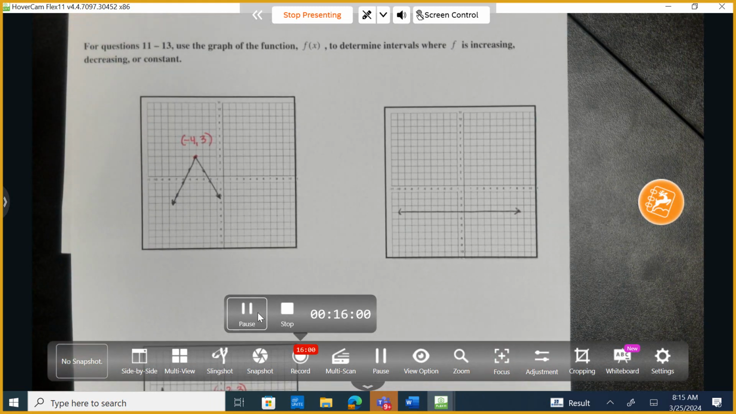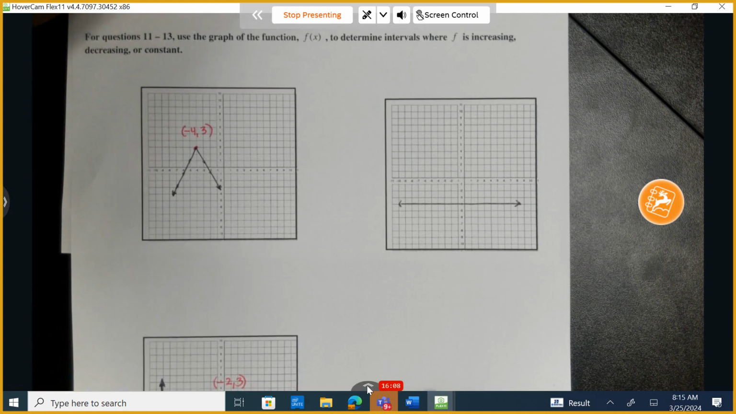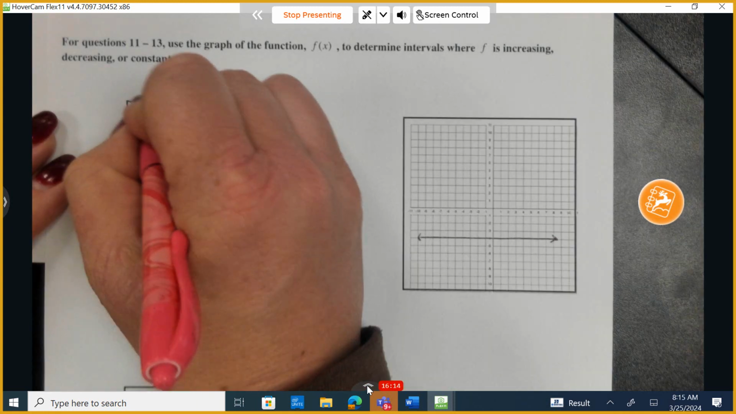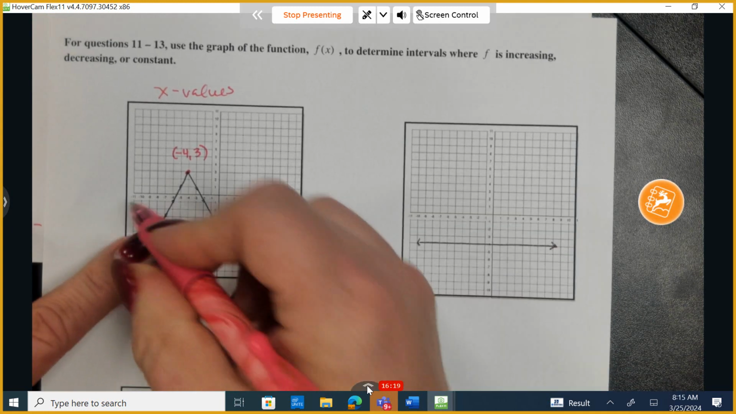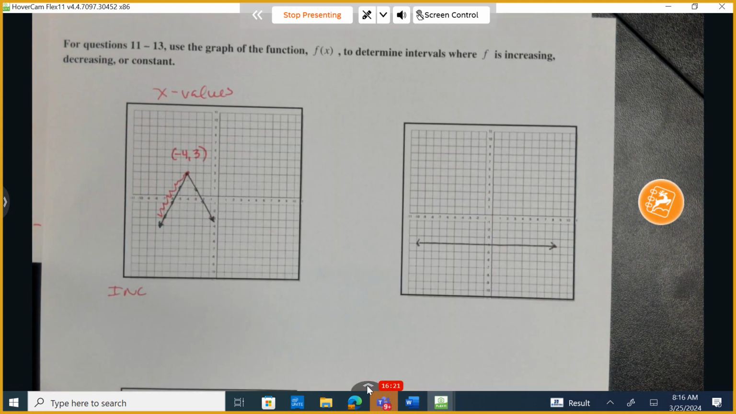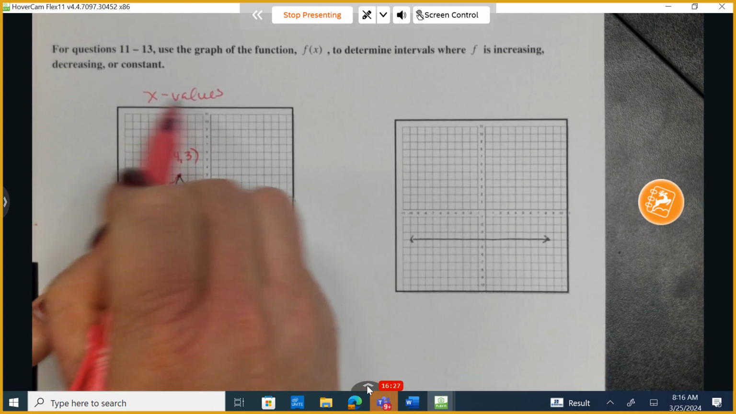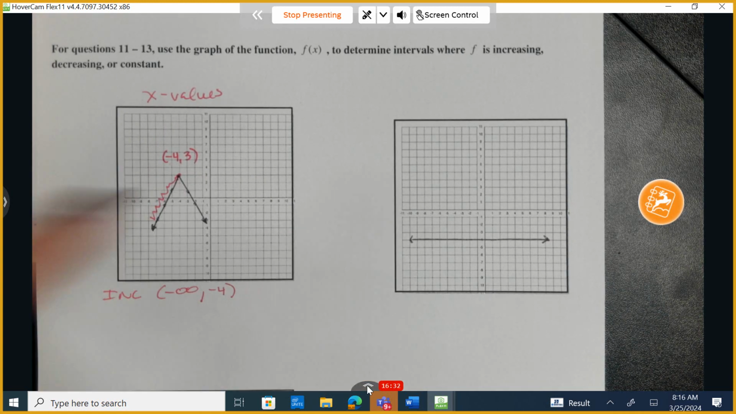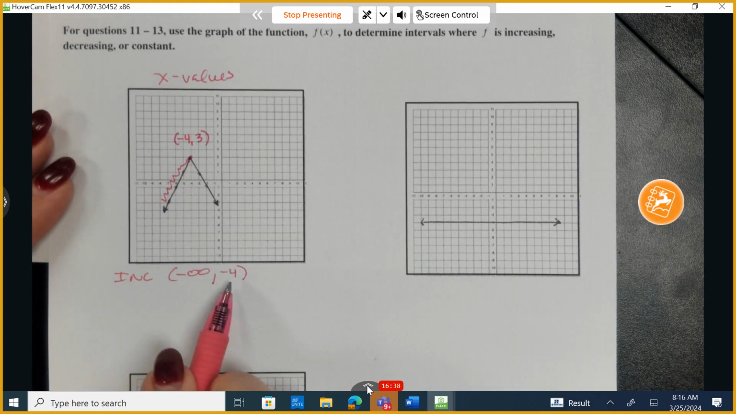All right. So in this problem, we want to be able to state the intervals that are increasing, decreasing, and constant. All things that we learned early on this year. So from left to right, we are only going to think of this in terms of x values. So in terms of x values, it is increasing on this interval right here. From left to right, it is increasing. So it comes from the far left, and it continues to increase until you get to an x value of -4. Now at -4, it's neither increasing nor decreasing.